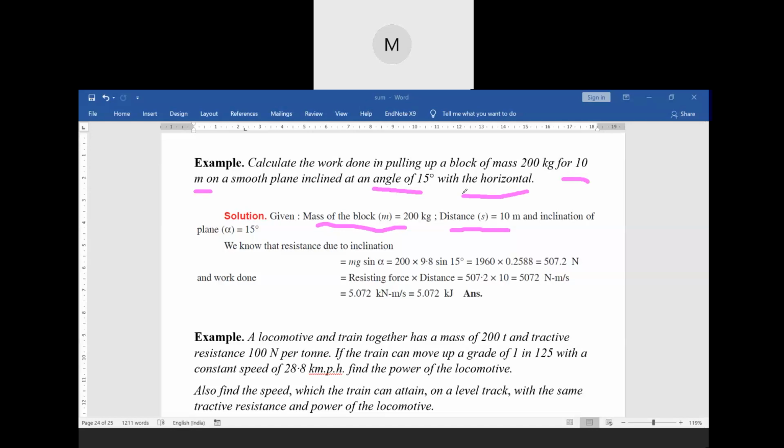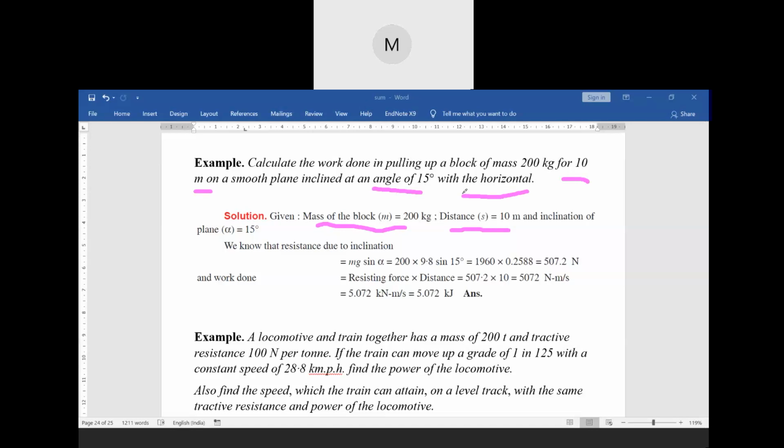So in this manner you can find out the resistance. Now after the resistance, force into distance is known as what? The work done, right? So you found the resisting force by mg sin alpha, and you multiply this resisting force with the distance. Then you will get the work done. Okay, so you will get the work done. Once you get the work done, the numerical is over. So in this way you have to find it out.